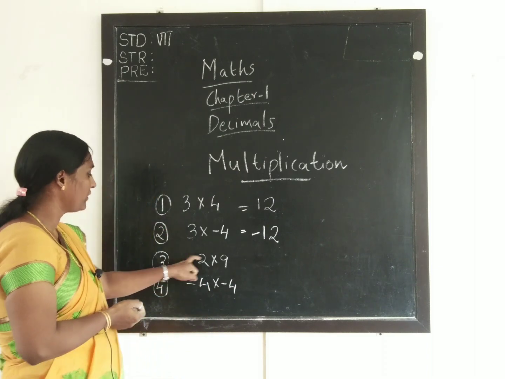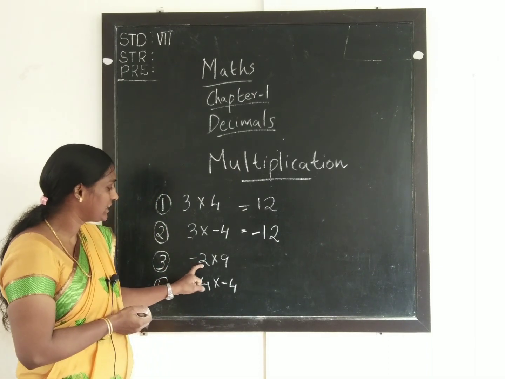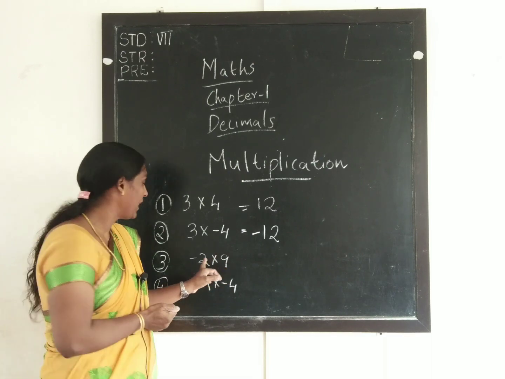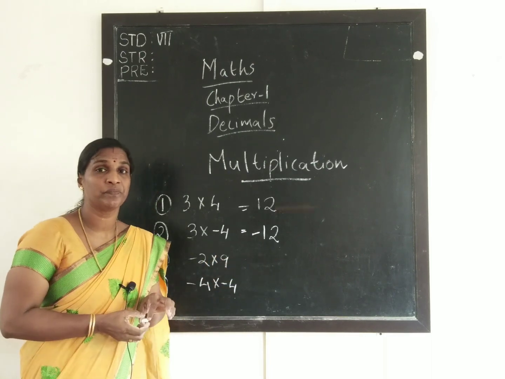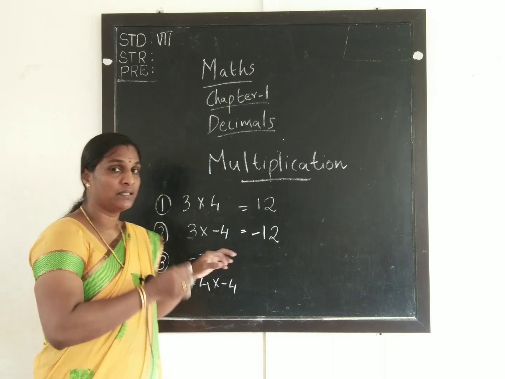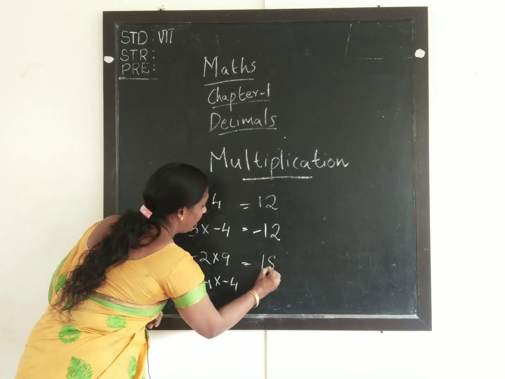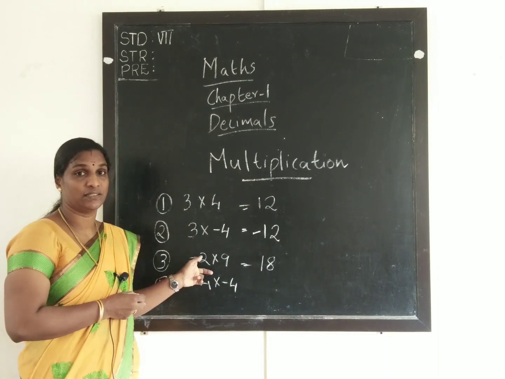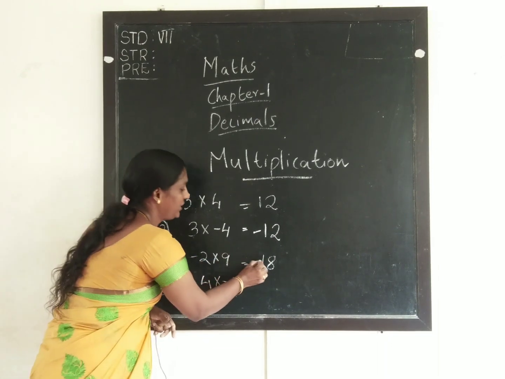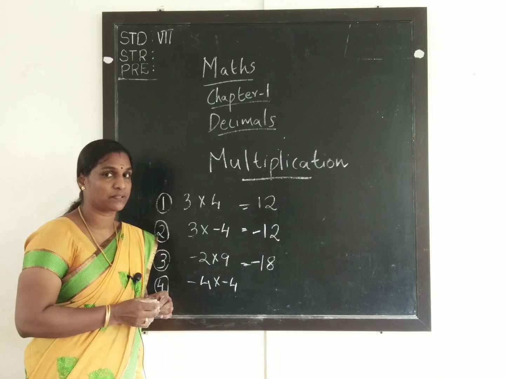Third question, the order is changed. The first number is negative and the second number is positive. Minus 2 into 9. What will we do? We multiply the numbers. 2 into 9 is 18. And here one negative sign is there, so we put the sign negative here. Minus 18 is the answer.